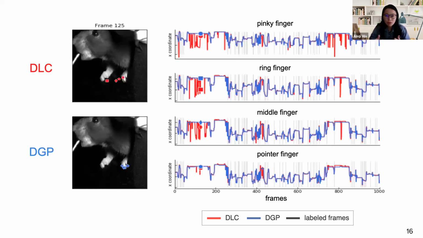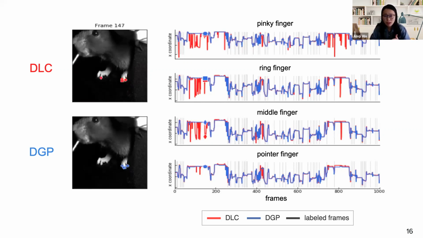Now, I'm showing you the 4 traces. The 4 fingers correspond to the X coordinates of the 4 fingers. The red traces are DLC, the blue traces are DGP. And the gray vertical lines that we can see across these trace plots correspond to the 55 label frames that we use as label training data. And in DGP, these label frames are also used along with some unlabeled frames in the video for training.